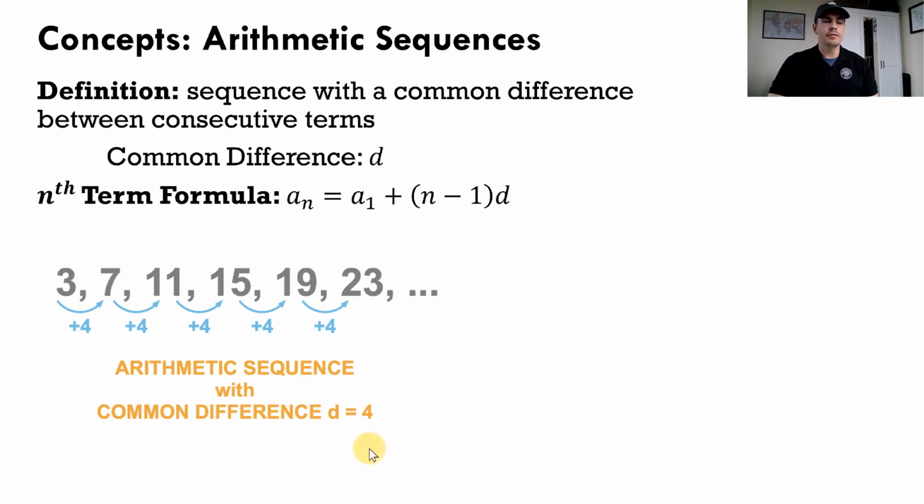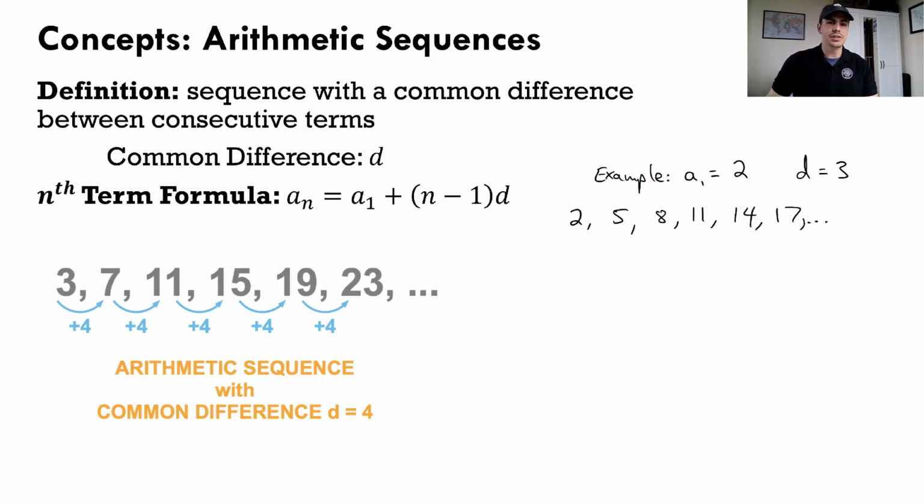Now we have a formula for finding the nth term of an arithmetic sequence. That's going to be a sub n equals a sub 1 plus n minus 1 times d. And we can verify this by just a quick example. If I'm given that a sub 1 equals 2 and our common difference is equal to 3, then I would know that I would just add 3 each time and I would come up with this sequence of 2, 5, 8, 11, 14, 17, and so on.